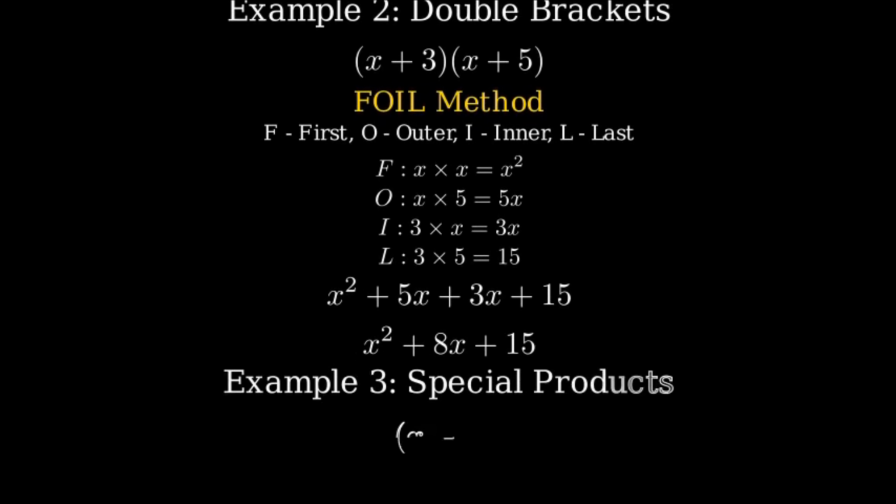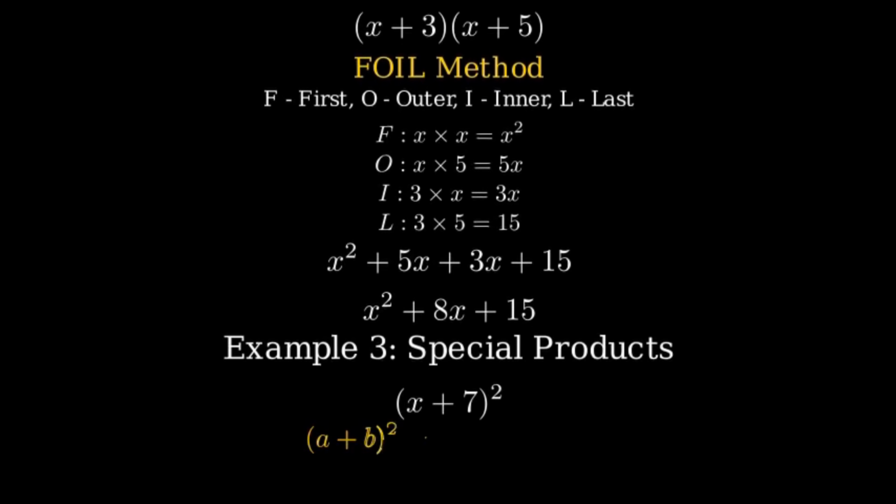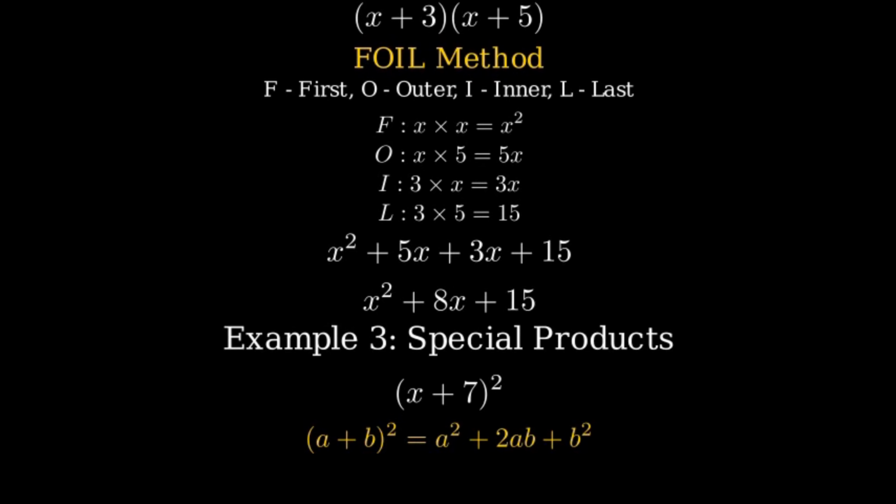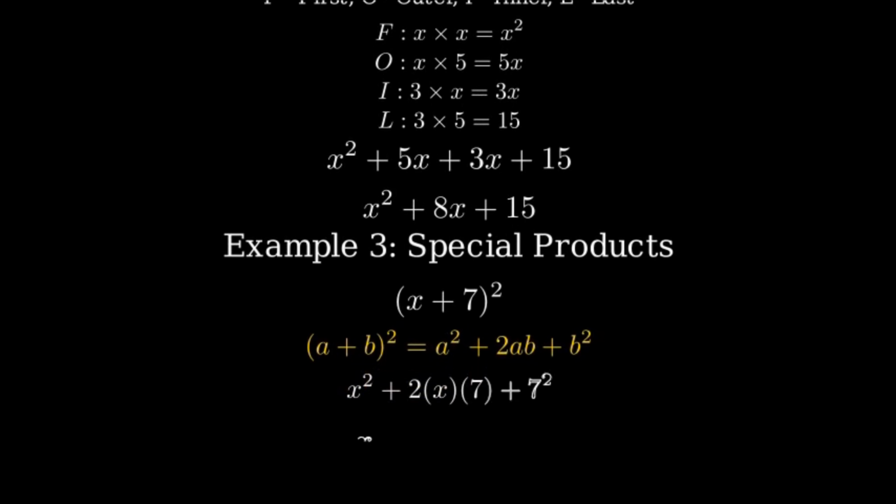Next, let's look at special products. First, we have the square of a binomial, (x plus 7) squared. For any binomial squared, we can use the formula (a plus b) squared equals a squared plus 2ab plus b squared. So, (x plus 7) squared equals x squared plus 2 times x times 7 plus 7 squared, which is x squared plus 14x plus 49.